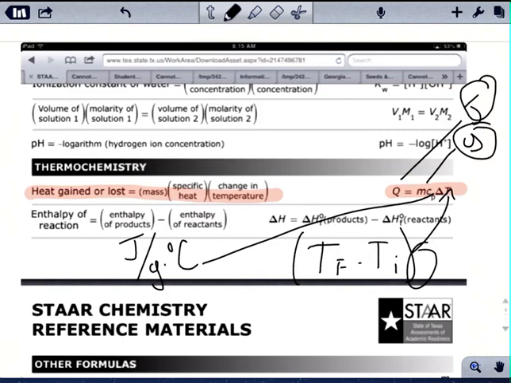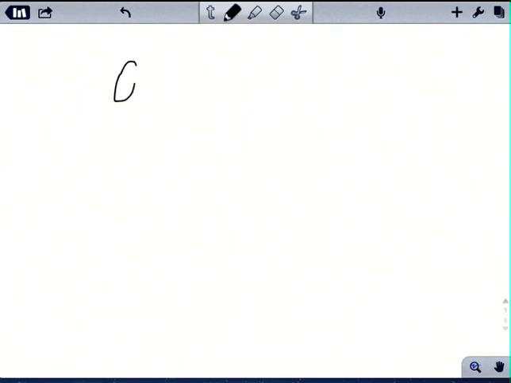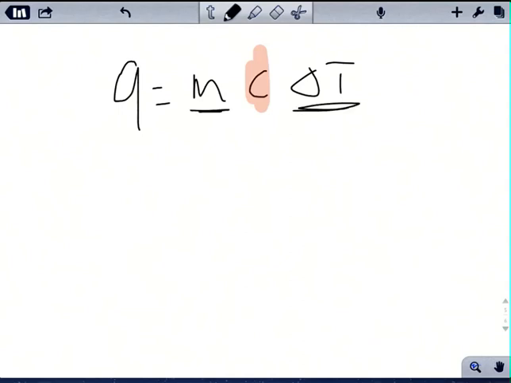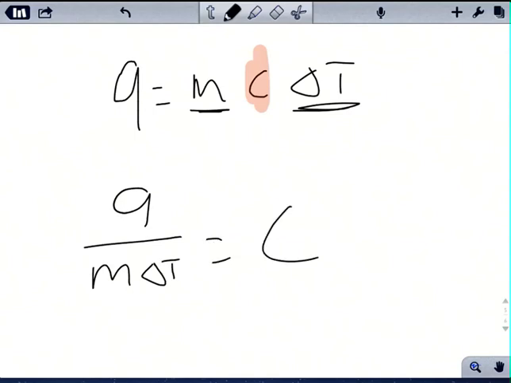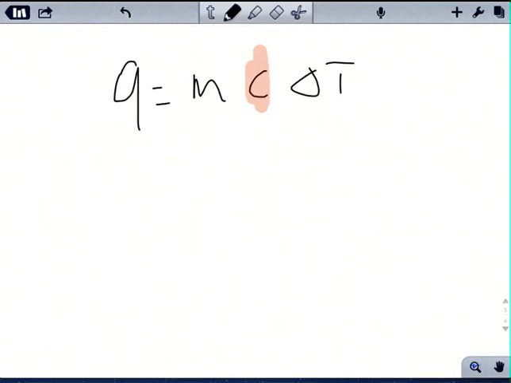Some little algebra when we're looking at Q equals MC delta T. It'll ask you to solve for specific heat. It'll ask you to solve for the change in temperature. Solving for a variable is pretty simple. If we have to solve for specific heat, obviously we just divide by our M and our delta T. So Q over M delta T equals our specific heat. Where people normally get confused is when they have to solve for an initial temperature or final temperature.